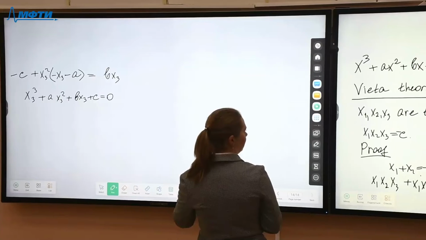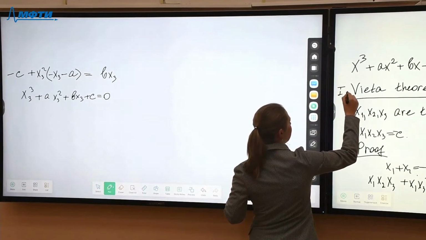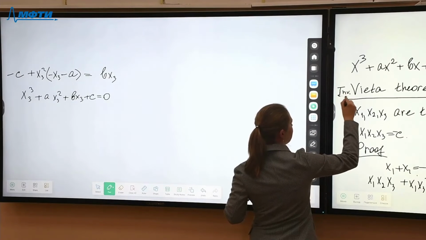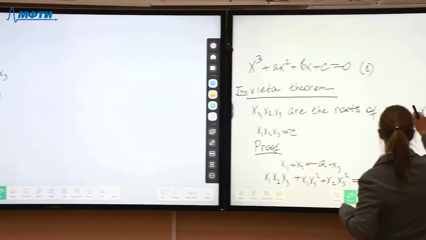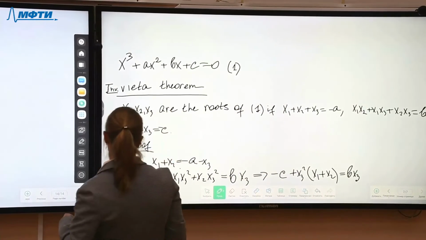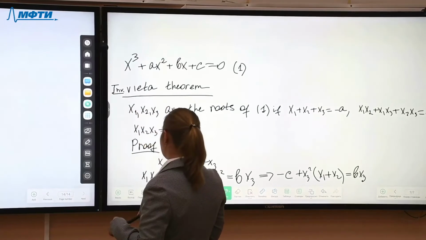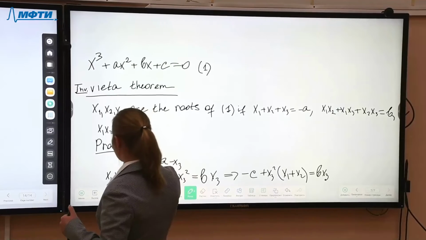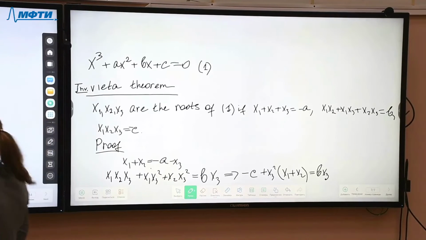So I have proved the inverse theorem. We have 3 roots if this holds. We have shown that x3 is a root of this polynomial, is a root of this equation. The same way we can show that x1 and x2 are also roots, so it holds.